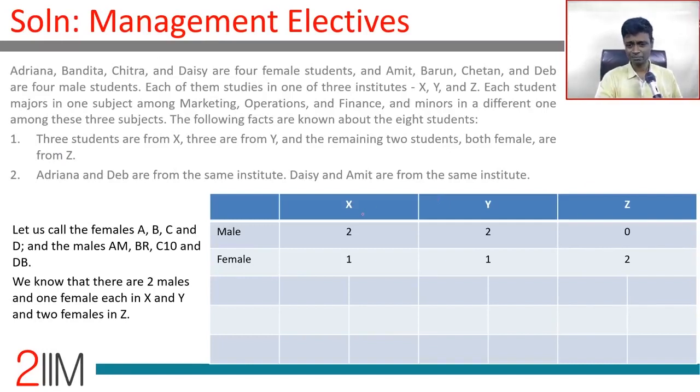We've already done this. X, Y, Z, 2 males and 1 female, 2 males and 1 female, 0 males and 2 females. Right? We've decided to call the females A, B, C, and D. The males, Amit will be AM, Barun will be BR, Chetan will be C10, and Dib will be DB. Fine. Wonderful. 2 males and 1 female in X, 2 males and 1 female in Y, 0 males and 2 females in Z. So far so good.